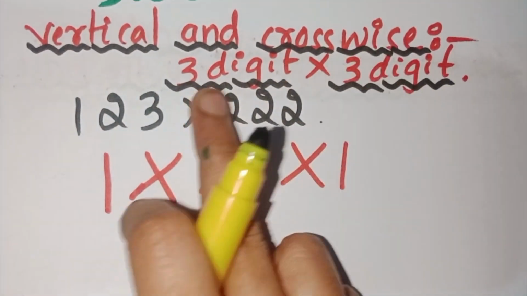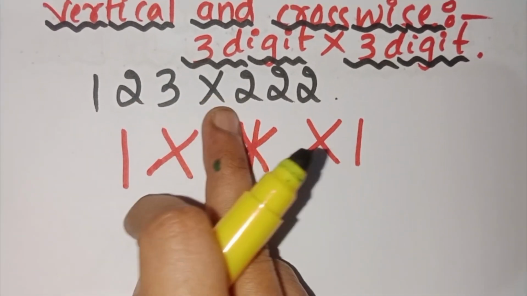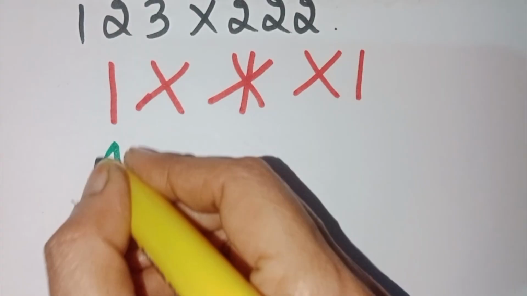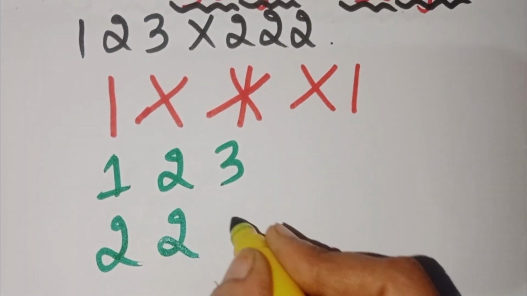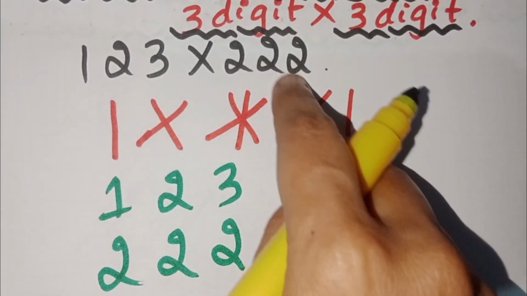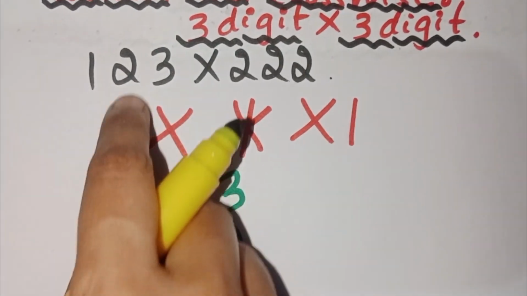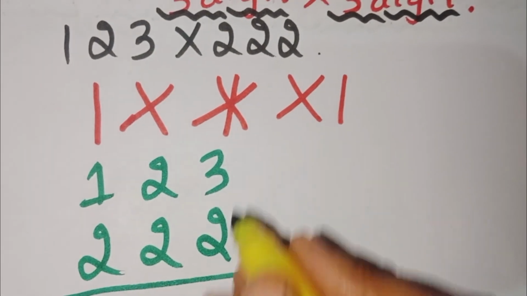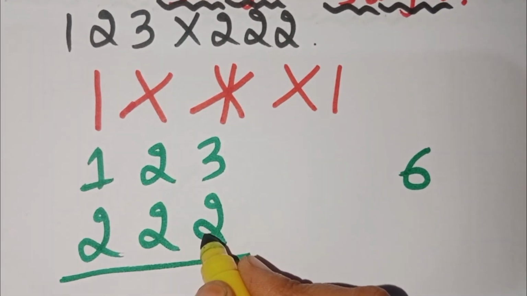Vertical and crosswise trick, 3 digit into 3 digit. 123 into 222. First multiply vertically, then cross multiply, and vertical, cross multiply, vertical. First 3 2s are 6. Cross multiply. 2 2s are 4.